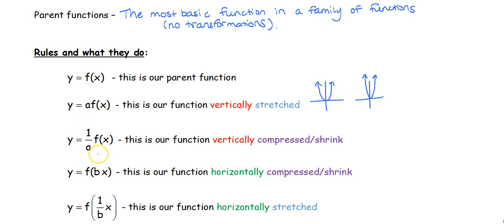Now, if I multiply that function by 1 over a, so a fraction that's smaller than 1, this is going to cause our function to be compressed vertically. So again, let's pretend like we have our quadratic, our parabola. That's our parent function with no transformations. If I compress it, which means I'm pushing, so if I'm stretching, I'm pulling it. If I'm compressing it, I'm pushing it down. When I push it down and I shrink it vertically, it's causing my graph to get wider.